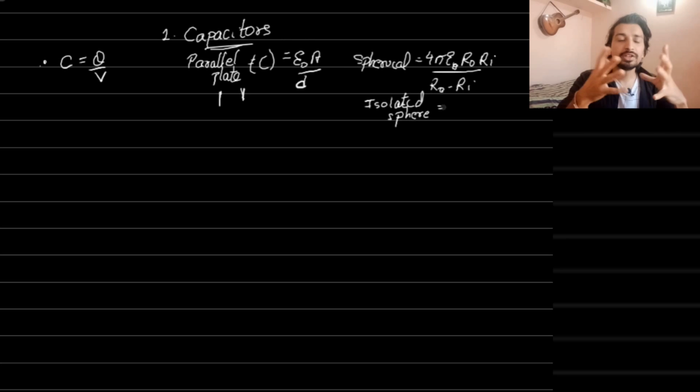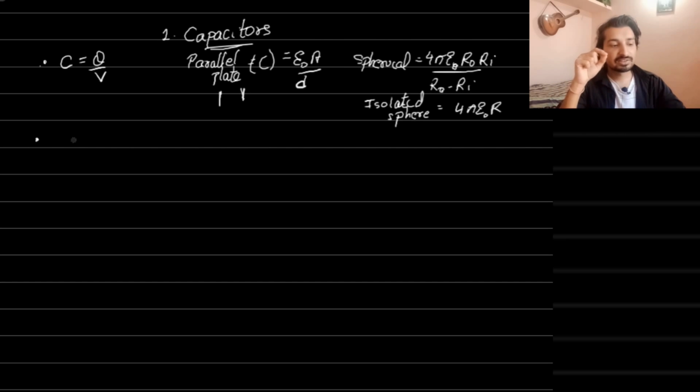What is the energy stored in a capacitor? The energy stored in a capacitor is half C V square, half of capacitance into V square. That can also be written as Q square by 2C. If you write V in terms of Q, since C is equal to Q by V, you have it, right?